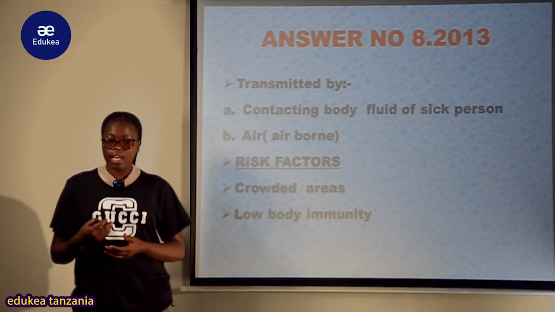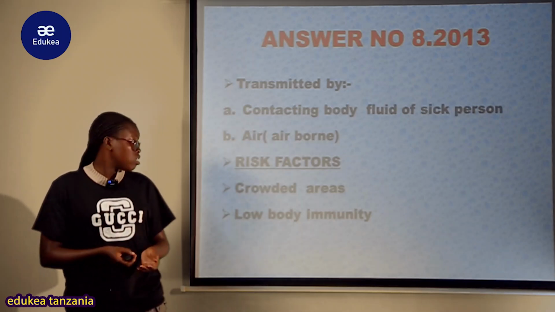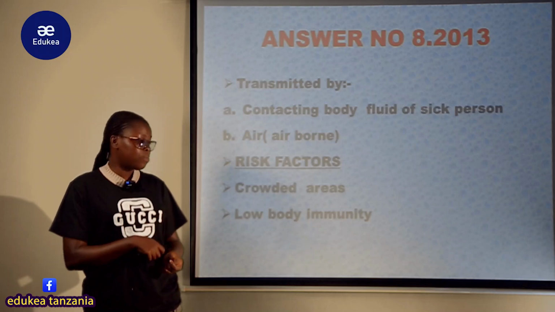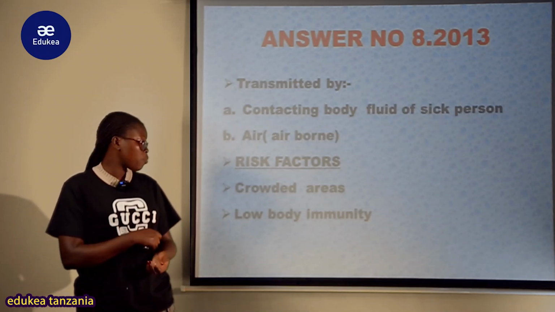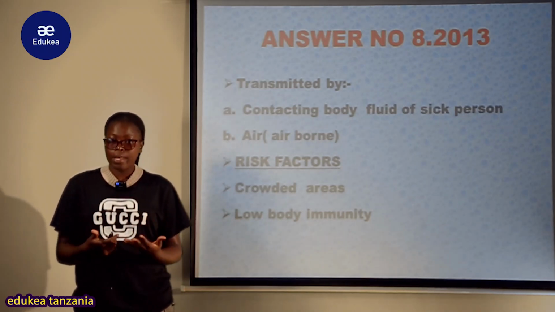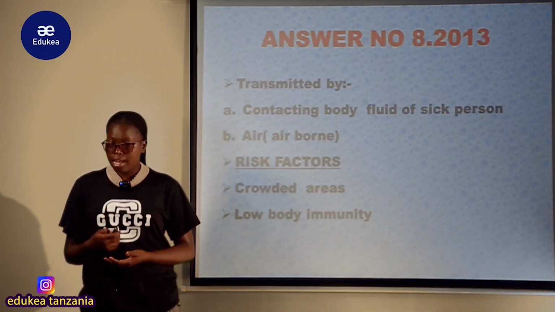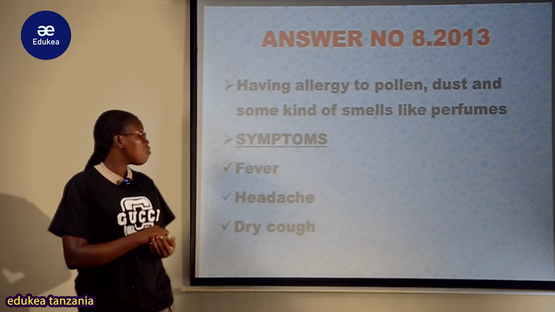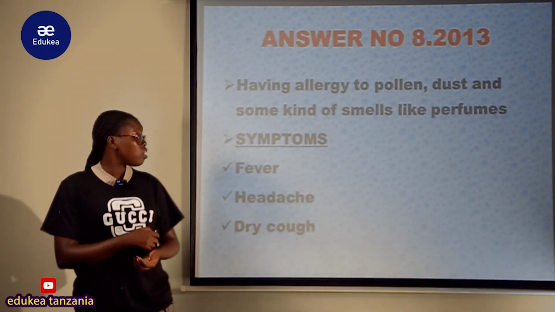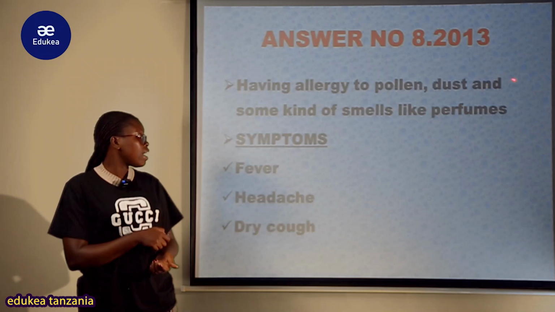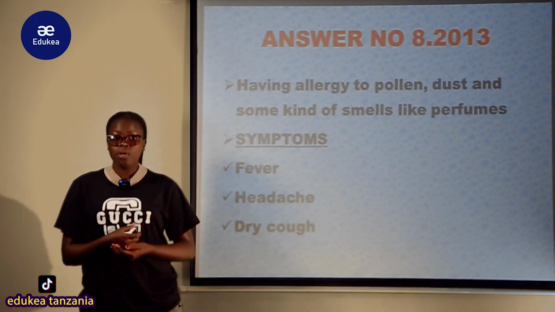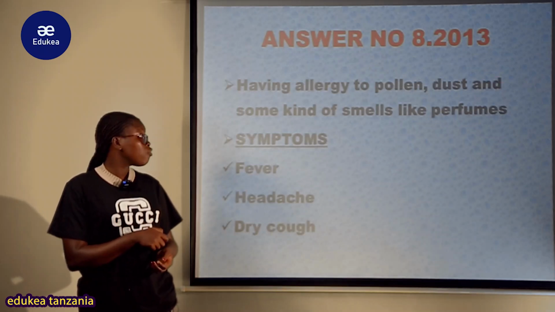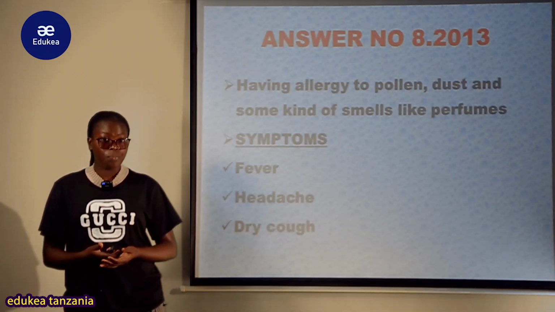Also, it is transmitted by the airborne, so it is one of the very dangerous diseases. The risk factors are staying in crowded areas and also low immunity. Causes ni pale mtu anapokaa katika mrundiko wa watu wengi, pamoja na kama ana kinga ndogo ya mwili, inaweza kumpelekea akaugua ugonjwa wa common cold. Vile vile causes ya hii common cold ni having allergy to pollen, dust and some kind of smell like perfume, kwa mfano pollen, vumbi pamoja na harufu fulani ya perfume.